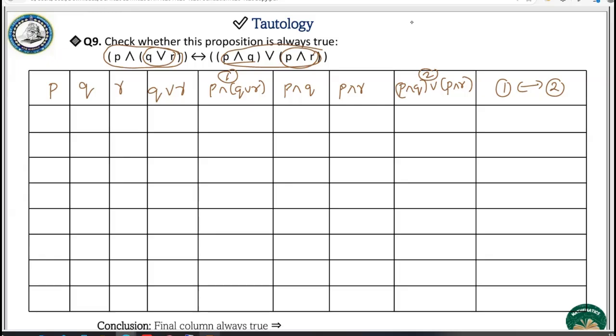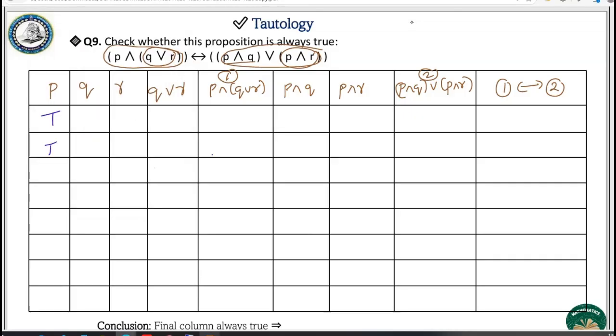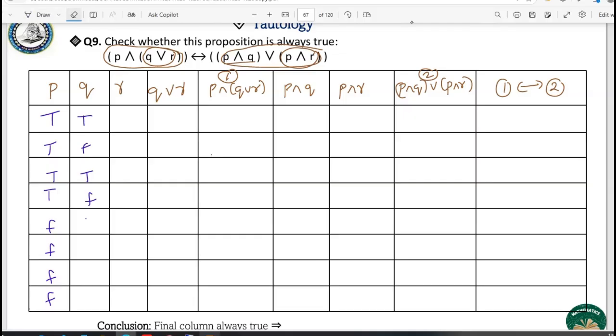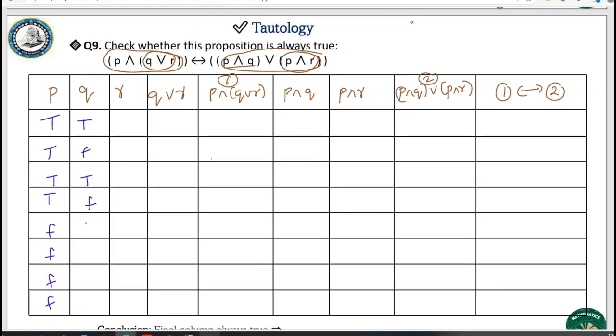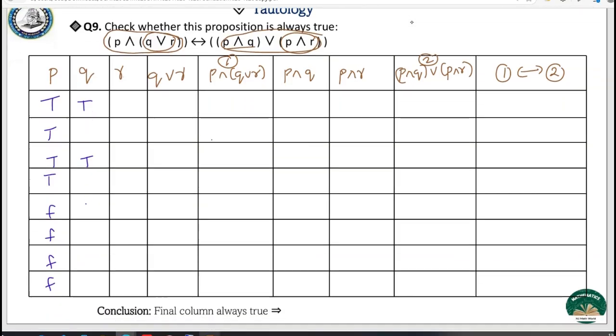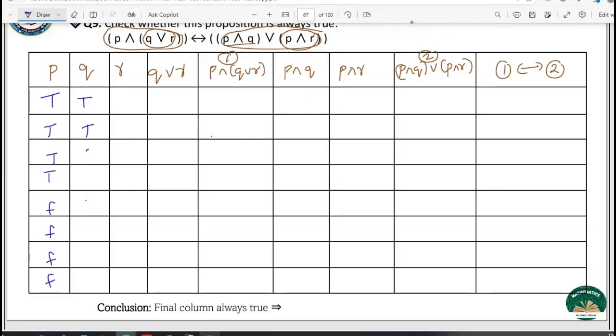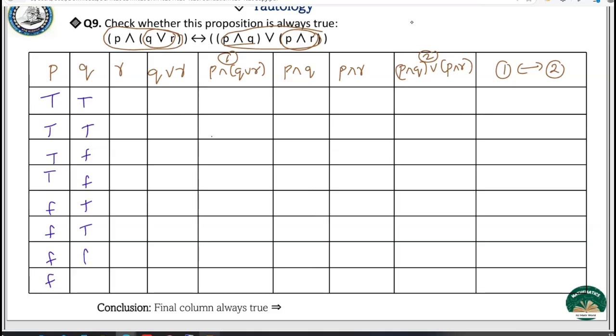Now let us solve this. Here we have three components. So how do we write the truth table for that? It will be T, T, T, T, F, F, F, F. Oh, one second, it is T T F F for the second column, two times T and two times F. Then one time T and one time F, TF, TF.